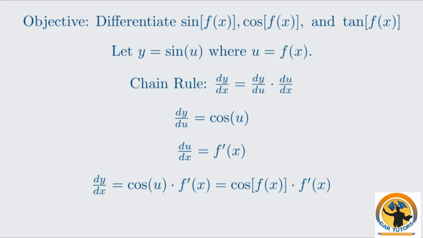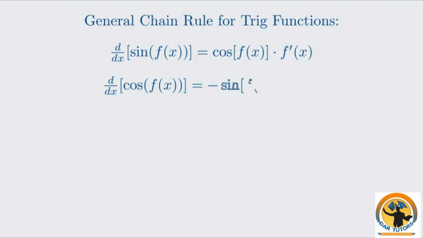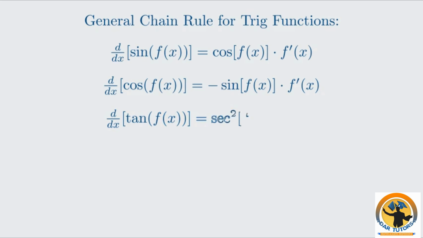We can apply the same logic to cosine and tangent. This gives us the general chain rule for trigonometric functions. The derivative of sin of f of x is cos of f of x times f prime of x. The derivative of cos of f of x is negative sin of f of x times f prime of x. And the derivative of tan of f of x is secant squared of f of x times f prime of x.